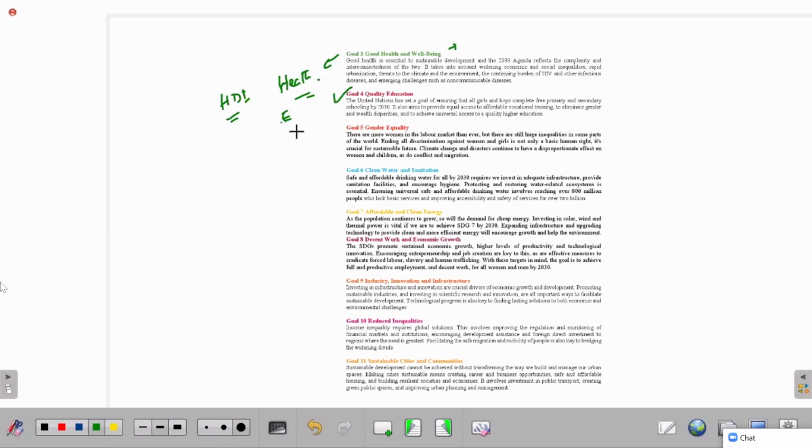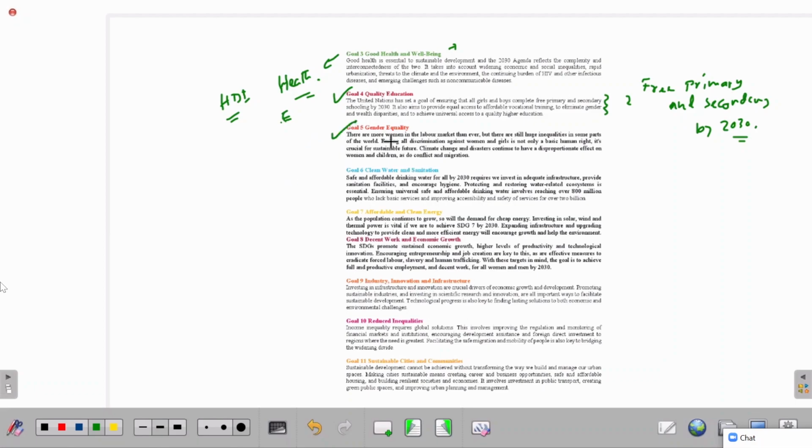The fourth goal is quality education. So quality education means zero dropout rate, maybe, or the rate of enrollment should be higher. That means the goal is free primary and secondary education by 2030 is the goal for the UN. Okay.